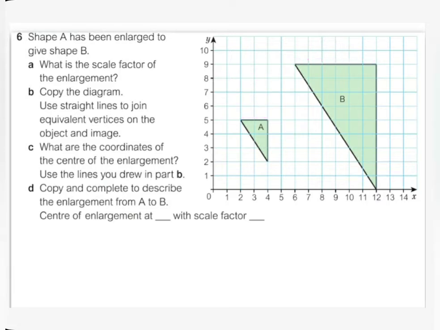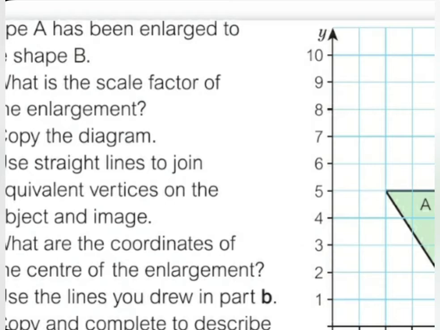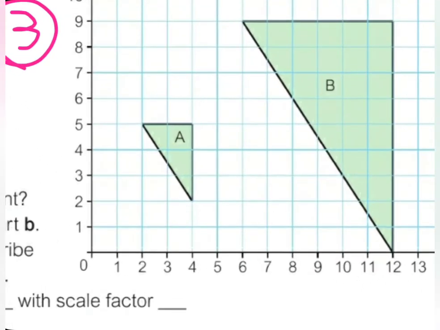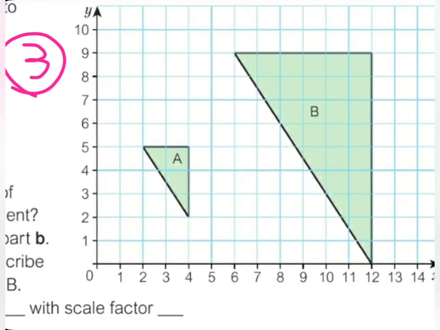First, let's remove these. Yes. So the scale factor is 3. Very good. Now copy the diagram. Use straight lines to join equivalent vertices on the object and image. He needs you to connect the points, the corresponding points, for example, this and this together.